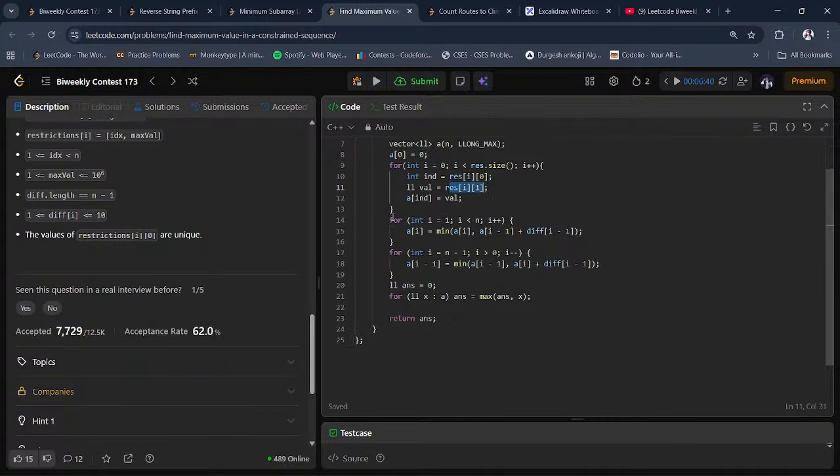While traversing from 0 to n, we need to increment those values. So A of I will become A of I minus 1 plus difference of I minus 1. We also keep this as a minimum because this should not violate. This is the maximum value you can get. So we keep the minimum of A of I and A of I minus 1 plus difference of I minus 1. Then if some elements are violating, we traverse from n to 0.